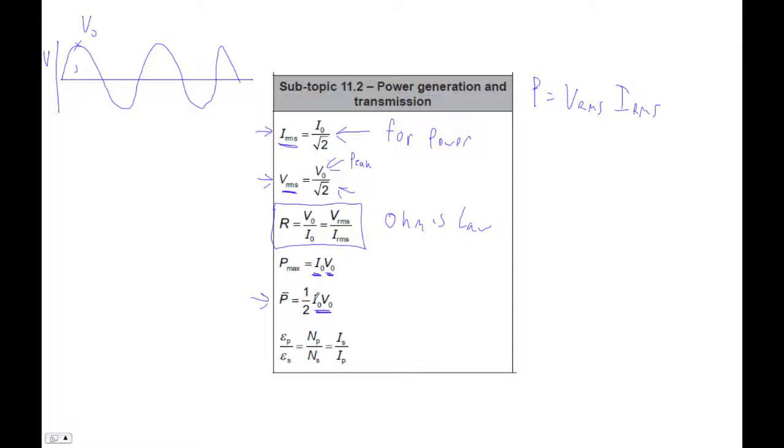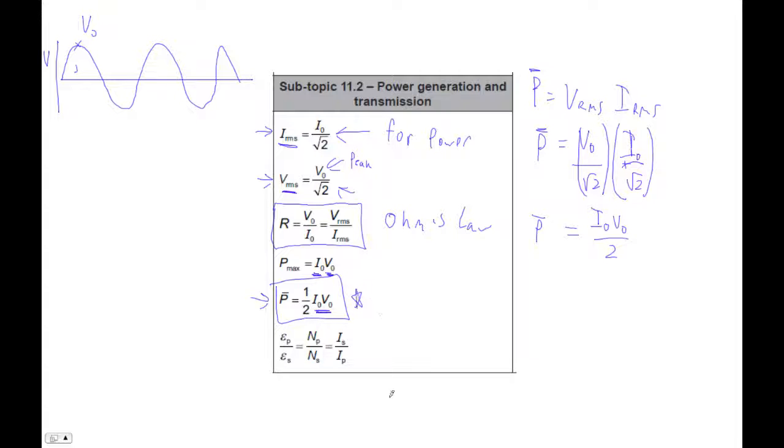So these equations come from this notion. The average power is V peak over the square root of 2 times I peak over the square root of 2. There's no plus. And notice that the average power is I naught V naught over 2. There it is. And then this is our favorite transformer equation.